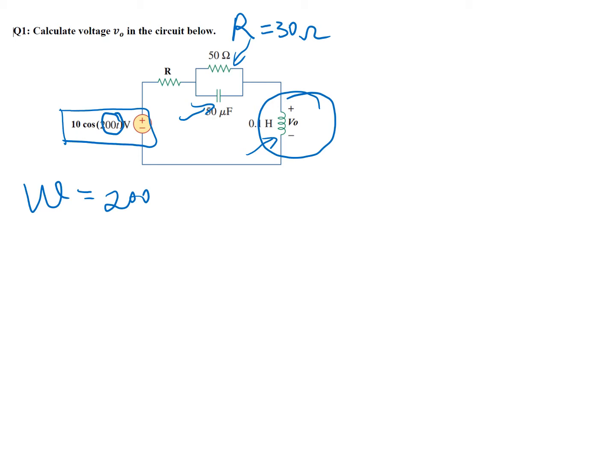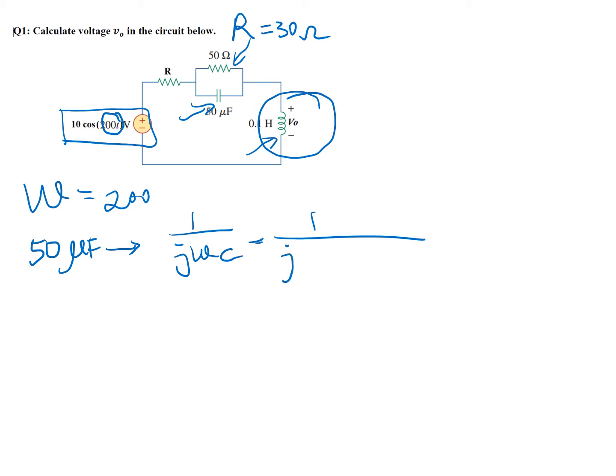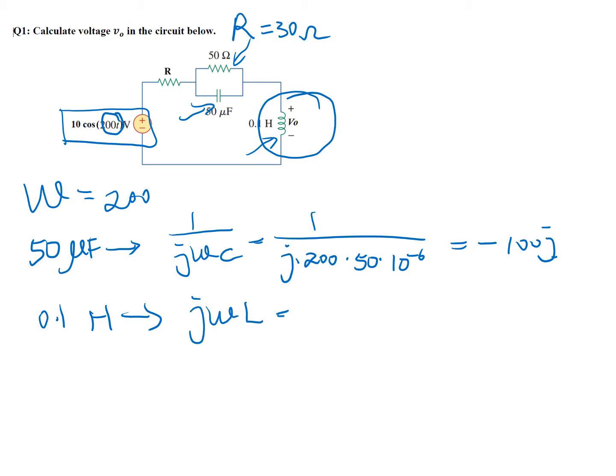Now, let's convert the capacitor into impedance. That's 50 microfarads. We use the formula 1 over j omega C and substitute in the values: j times 200 times 50 times 10 to the negative 6, and simplifying this, we get negative 100j. For the inductor, we have j omega L, that's j times 200 times 0.1, and this is 20j.